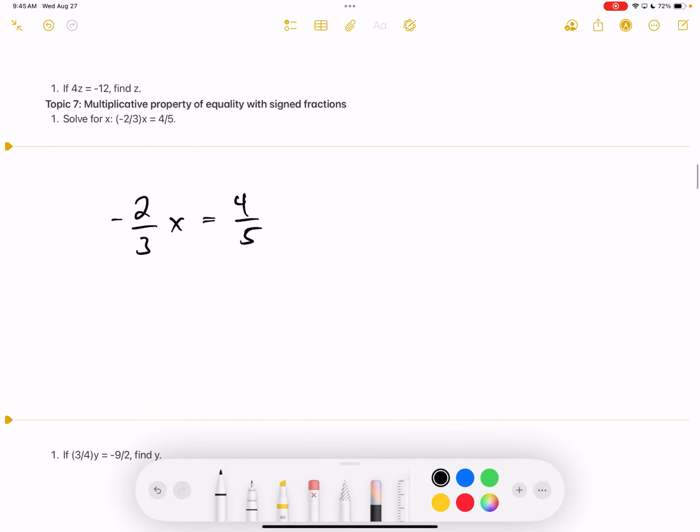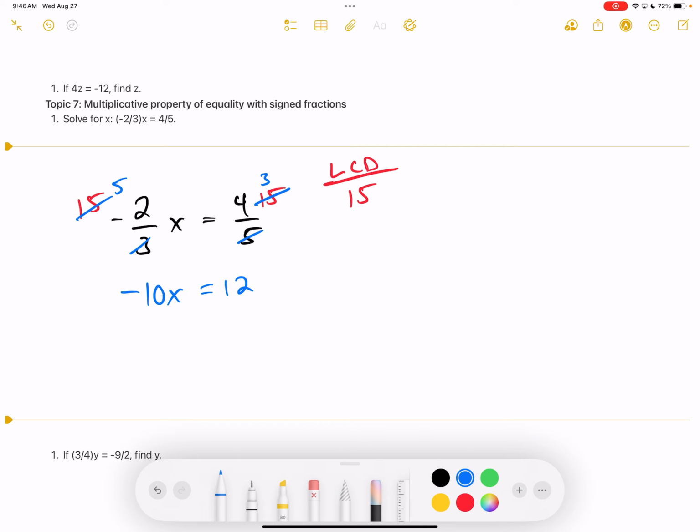On this one, again, as soon as I see the fraction, I'm like, get rid of it. So you can do the LCD. The LCD of 3 and 5 would be 15. So I multiply both sides by 15. And what you do here is 15 divided by 3 is 5. Actually, let me use a different color there. 15 divided by 3 is 5, and then 5 times negative 2 is negative 10. And here, 15 divided by 5 is 3. 3 times 4 is 12.